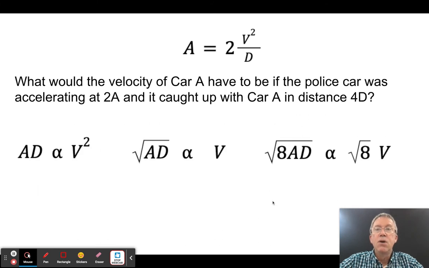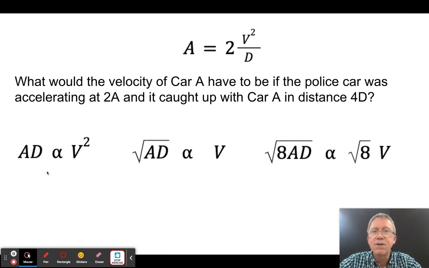Or what if I asked, what would the velocity of car A have to be if the car was accelerating at 2a and caught up with car A in distance 4d? Oh man, what's going on here? Well, I'm going to write this in terms of velocity. I want to set this up to say v is proportional to something, v without anything being done to it.